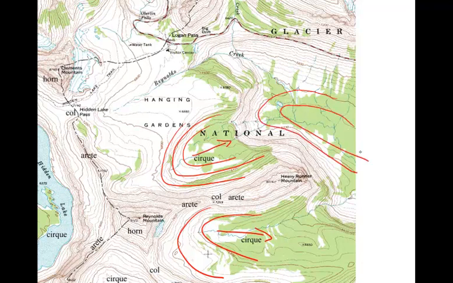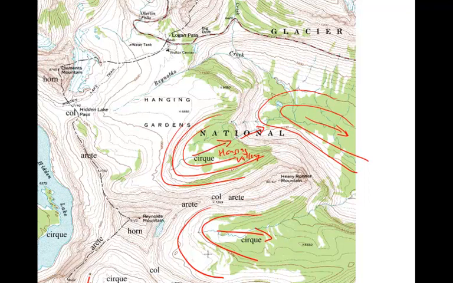Cirques form the head of broad U-shaped valleys eroded by large valley glaciers. This cirque is left hanging because notice the elevation drop at the mouth of that cirque. In other words, this cirque forms a hanging valley that's perched well above the main valley floor because it was carved or eroded by a smaller glacier with less erosive power.